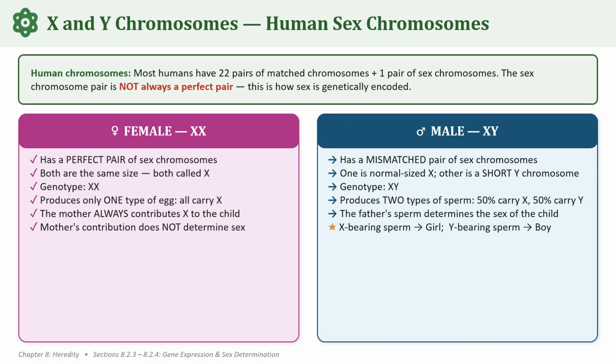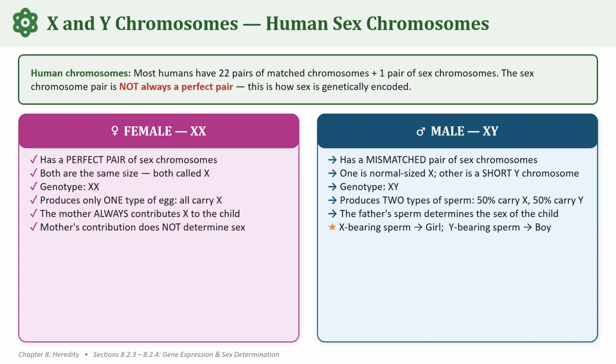Humans possess one pair of sex chromosomes. Let's take the female. Female we know is XX, so females have two X chromosomes, a perfect pair of sex chromosomes, both X only. The genotype is XX. So every egg produced by a female carries only the X chromosome.